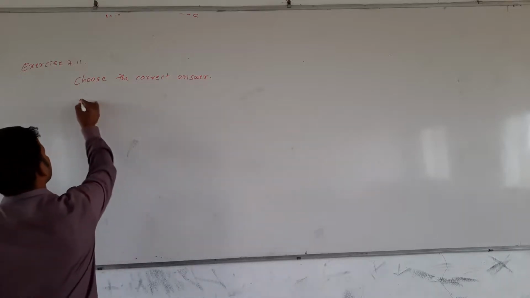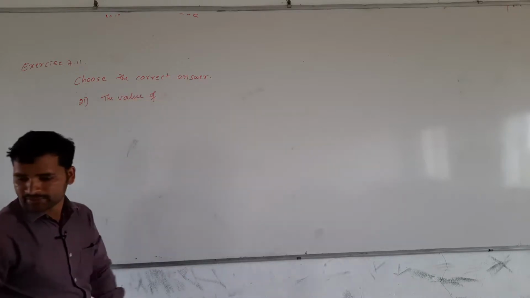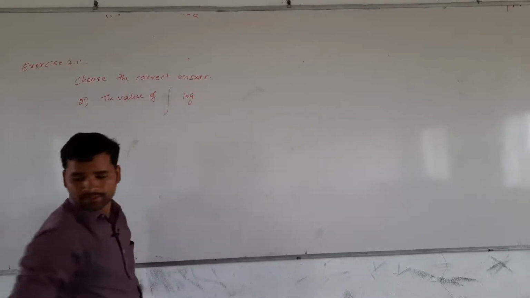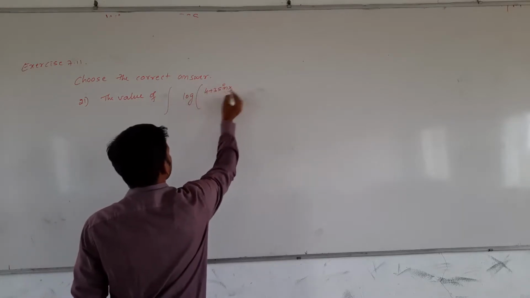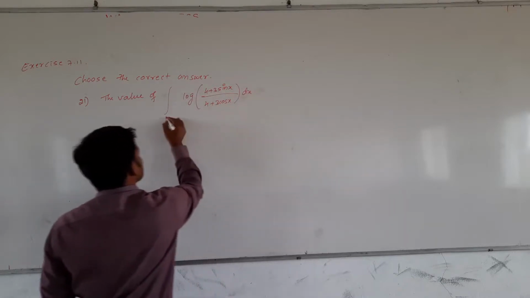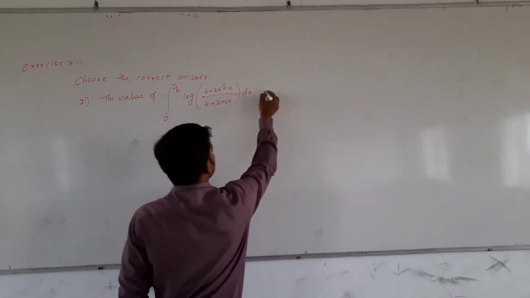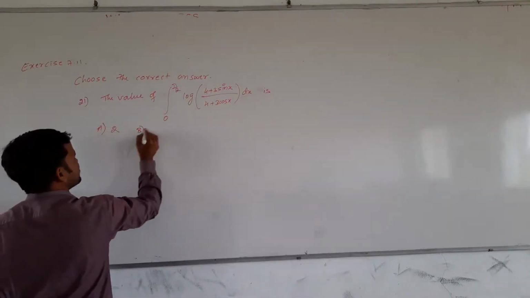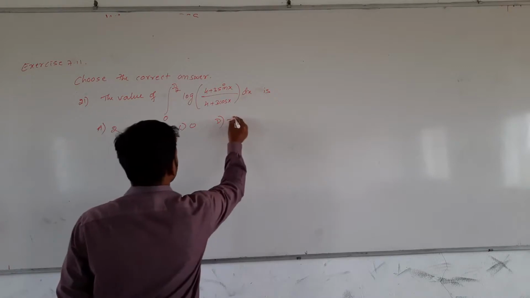Problem number 21. The value of the integration of log of (4 plus 3 sin x) divided by (4 plus 3 cos x) into dx from 0 to pi by 2 is: option A 2, option B 3 by 4, option C 0, option D minus 2.